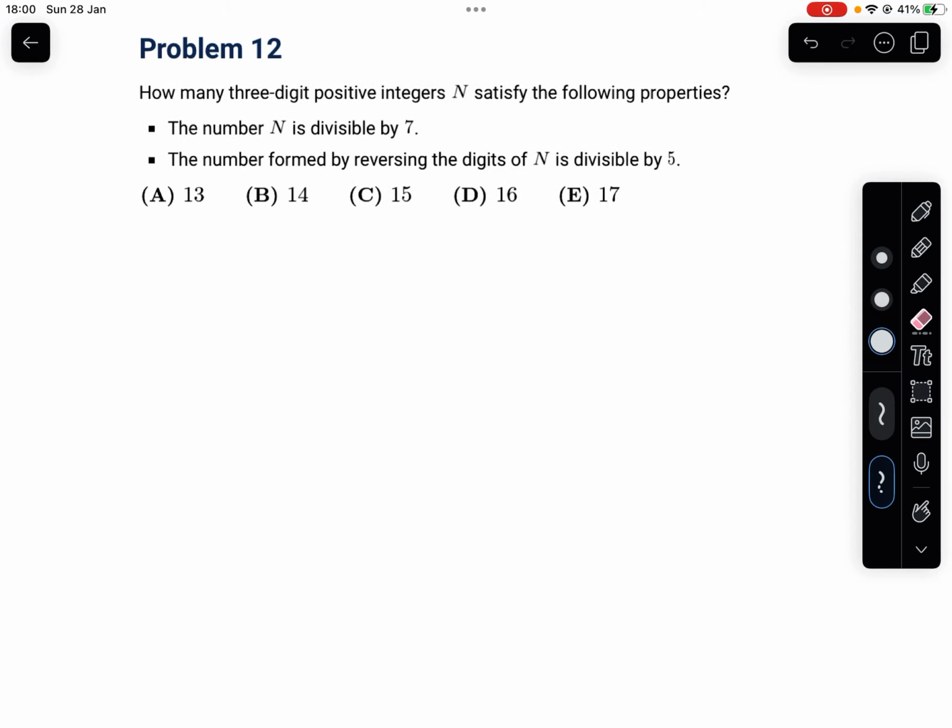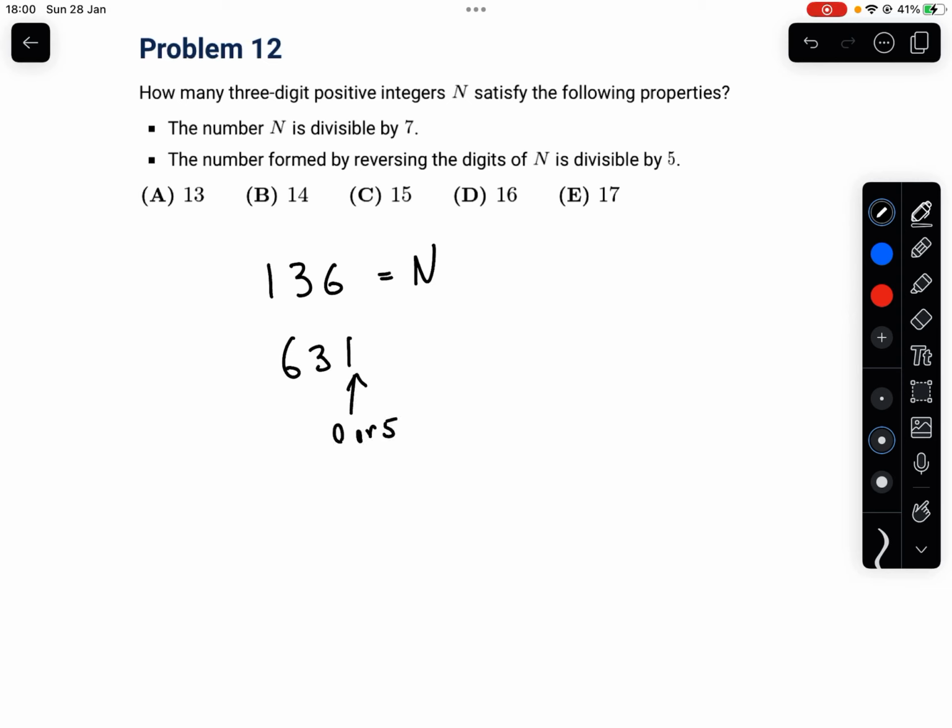Okay, so the reverse of n is divisible by 5. What does that tell us? We have 3 digits. Let's say we have 3 digits, for example, 1, 3, 6. Let's say this is n, and if we reverse the digits of n, it turns into 6, 3, 1, and it has to be divisible by 5, which means this digit here must either be 0 or 5.